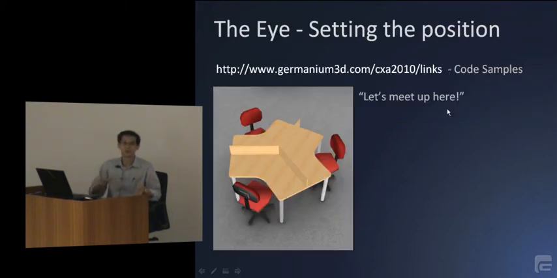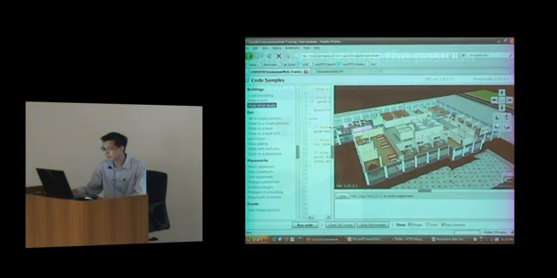So back to the eye, and putting the 3D coordinate system into practice. Let's have a task. Let's say we want to show the user this particular meeting area in the building, for example, to say let's meet up in this particular spot. So let's go back over to the code samples, and it is the set a target position example.